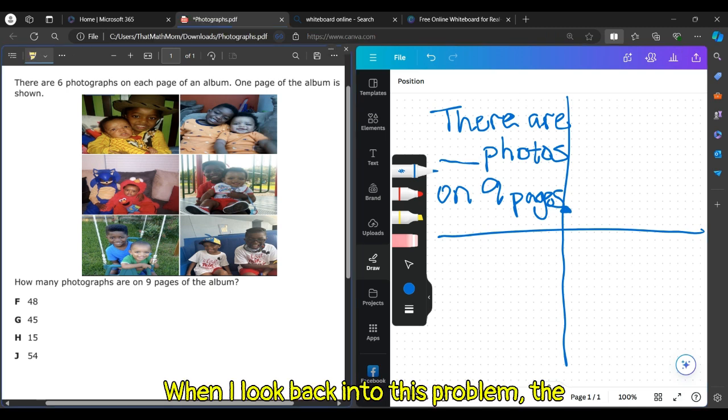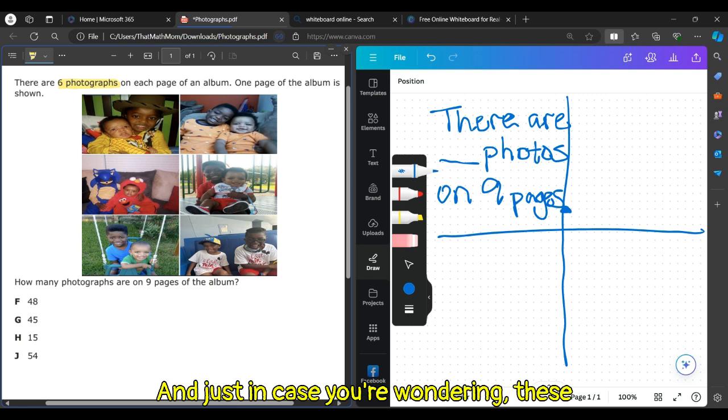When I look back into this problem, the first sentence is very important. Here's what I mean. We know from this statement that there are 6 photographs. As we can see in the picture, there are 6 photographs. And just in case you're wondering, these photographs are my 2 little boys. Well, when they were little, they're a lot older now. But these are pictures of them growing up.